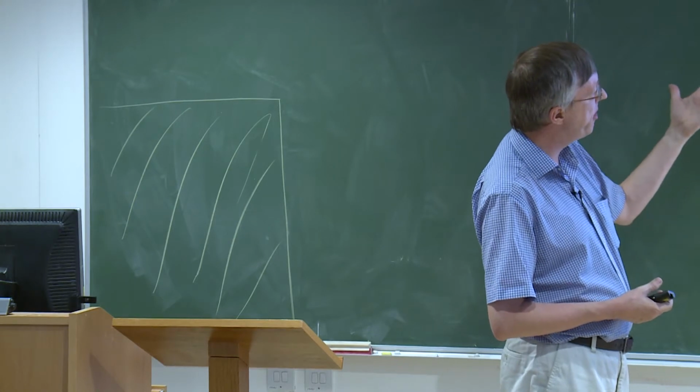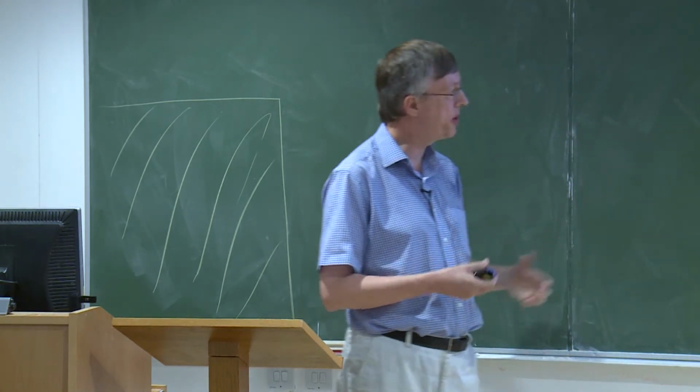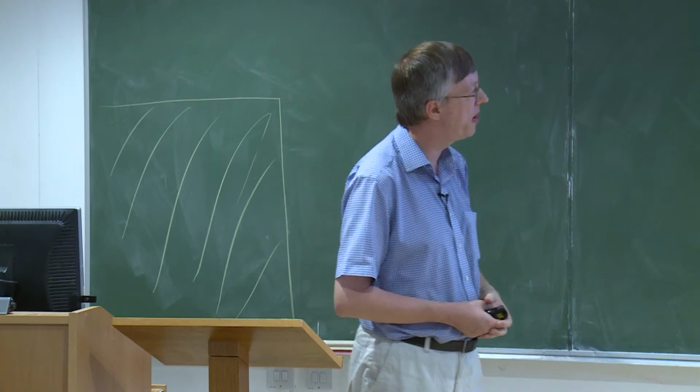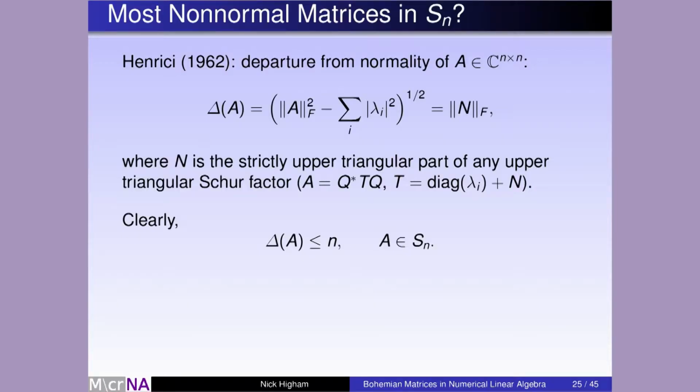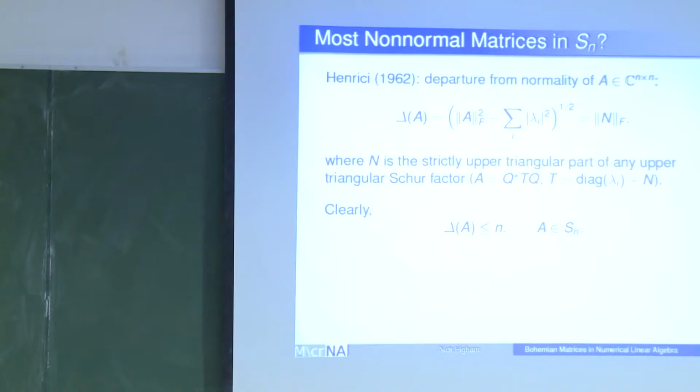So how big can delta A be, in particular for a particular class of Bohemian matrices? Well, if we take Sn, the -1, 0, 1 matrices, then clearly this is bounded by n. Why? Well, this is n squared, and we're taking something off. So clearly it's bounded above by n. So how close to n can it get?